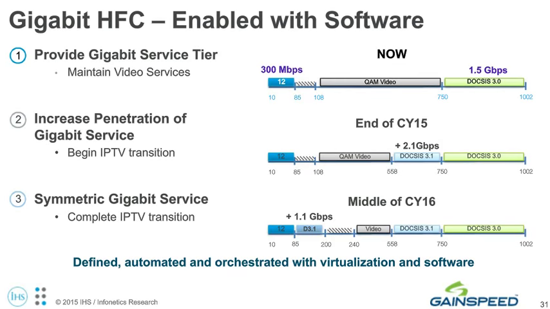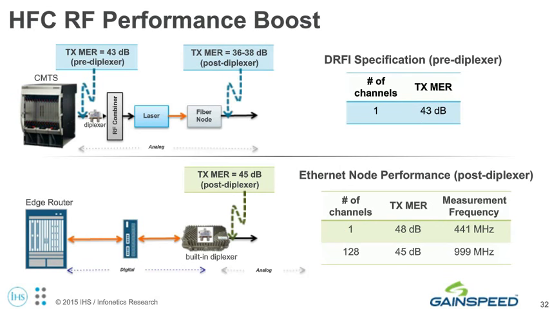One of the other things that we talk about in the context of DOCSIS 3.1 is the notion of RF performance. One of the things that we've done that's pretty unique in the Gainspeed architecture is leveraging the concept of a software-defined radio. That gives us the ability to do full spectrum DOCSIS 3.0 today, to move that to DOCSIS 3.1, to let you, through software, change between QAM video and DOCSIS on the fly.